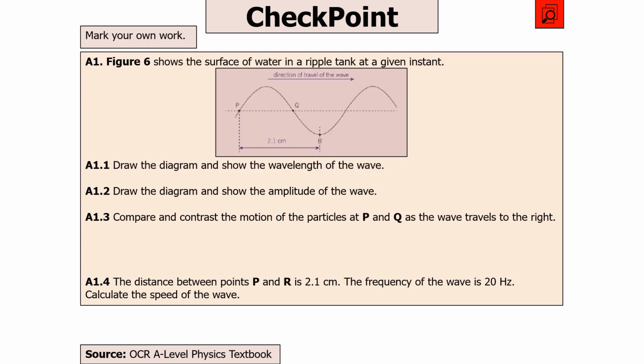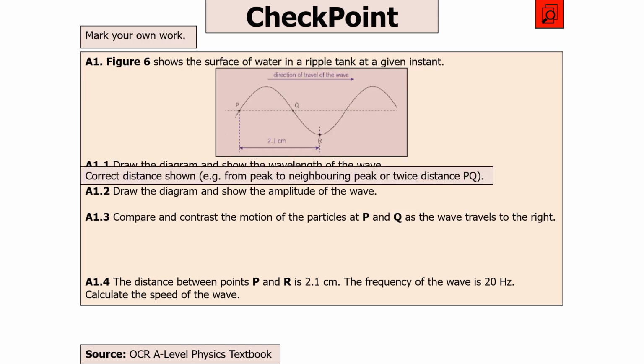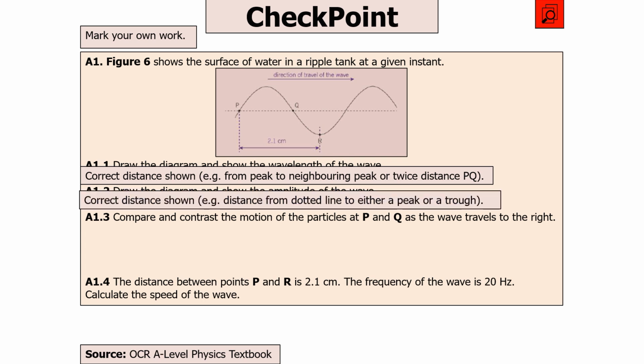Right, in this first one, what is the wavelength? It is from peak to neighbouring peak, or twice the distance of PQ. So it's after two antinodes, you can think of it in that term, and back to the start again. I know it's not an antinode in this case because it's not a stationary wave. Then the amplitude is from the equilibrium position to maximum displacement, either the peak or the trough.